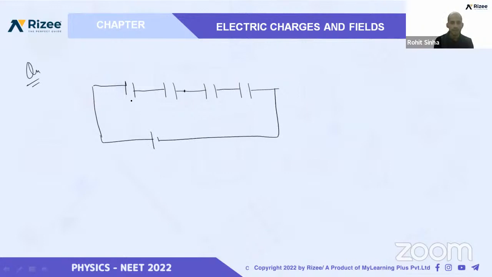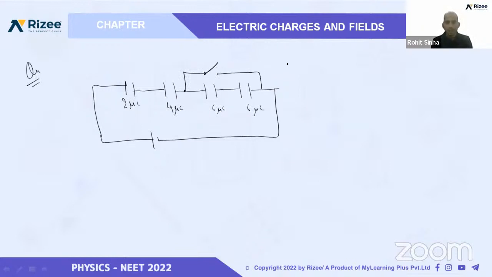And I am naming it like this: 2 microcoulomb, 4 microcoulomb, 6 microcoulomb, and it is 6 microcoulomb here. What I did, I have taken one circuit like this, connected here, and one switch here.